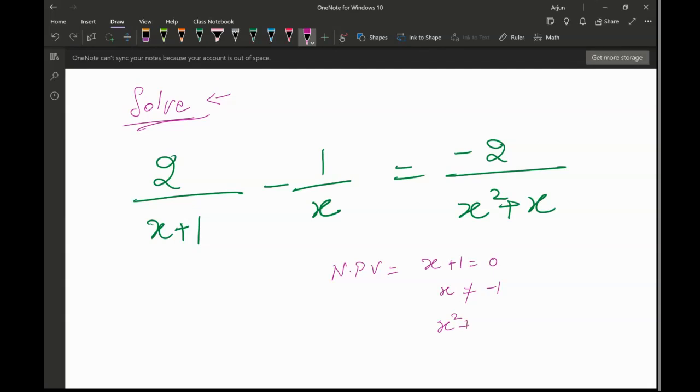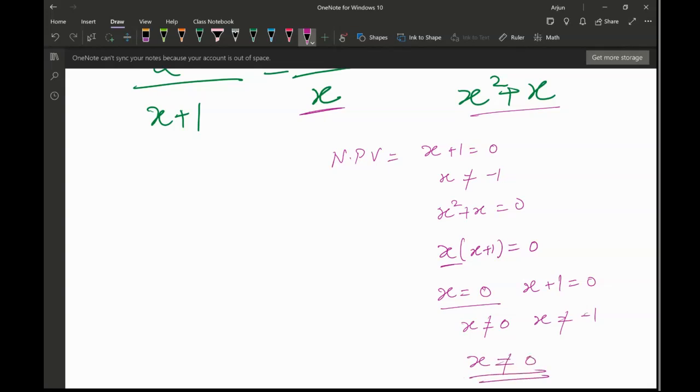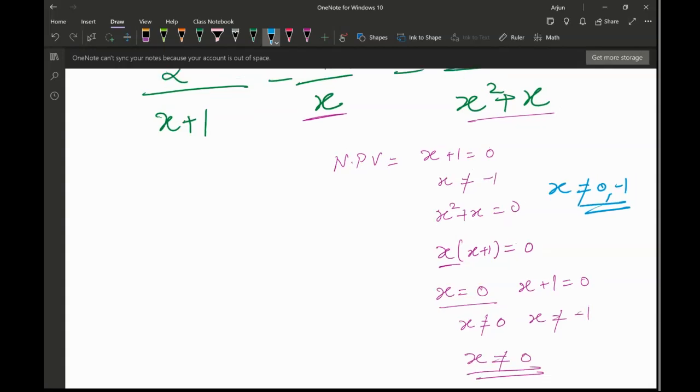Here x square plus x equal to 0. I will put x common, x plus 1 equal to 0. So x cannot be equal to 0, or x plus 1 equal to 0, so x cannot be equal to negative 1. From this one I'll put x cannot be equal to 0 directly. Two are repeating, so x cannot be equal to 0 and negative 1. These are the non-permissible values which I figured out.